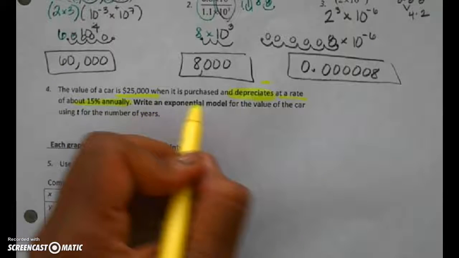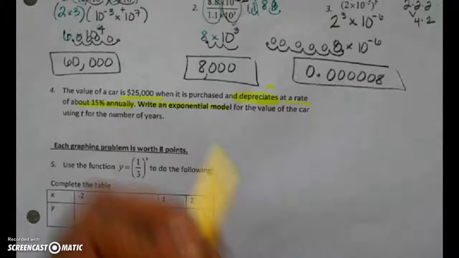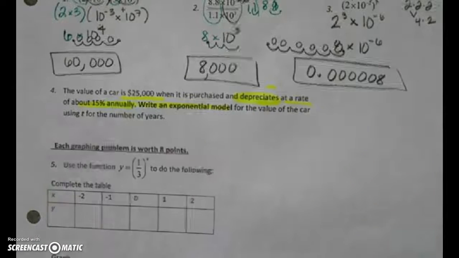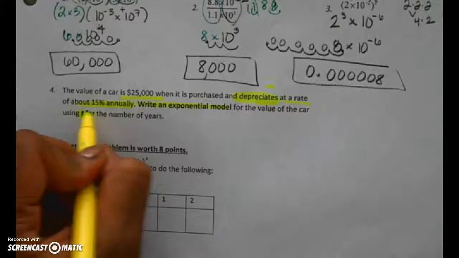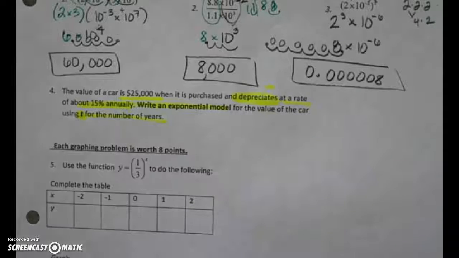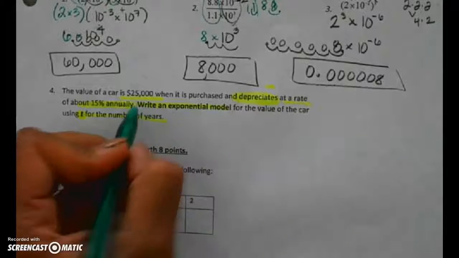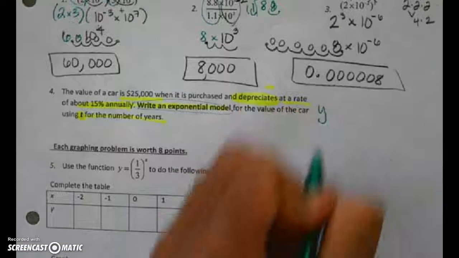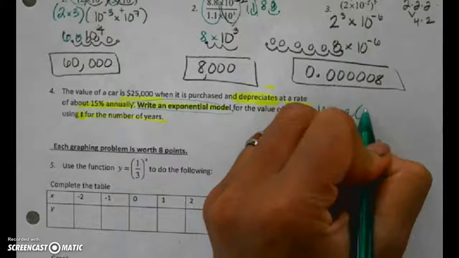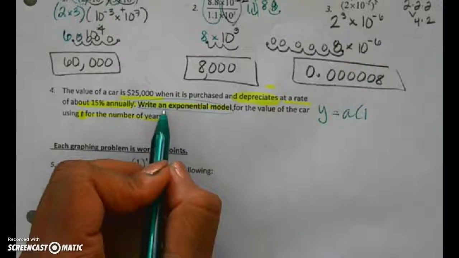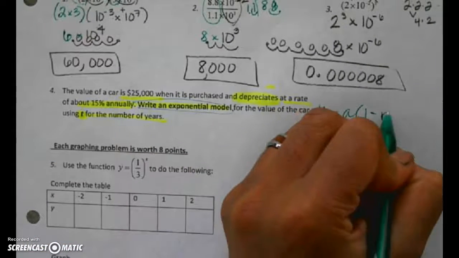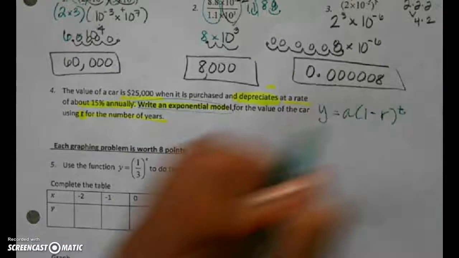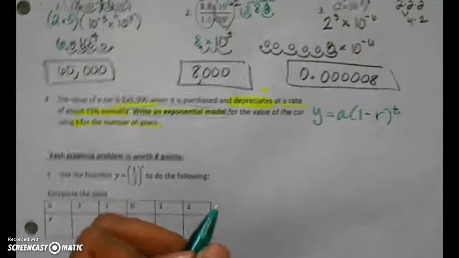Write an exponential model. That's important because I know that means a special formula for the value of the car using t for the number of years. So, let's try to interpret some of this, an exponential model. So this is y equals a times 1, and since it's depreciating, I'm going to subtract that rate each year, to the t. Now I need to find out some important things.